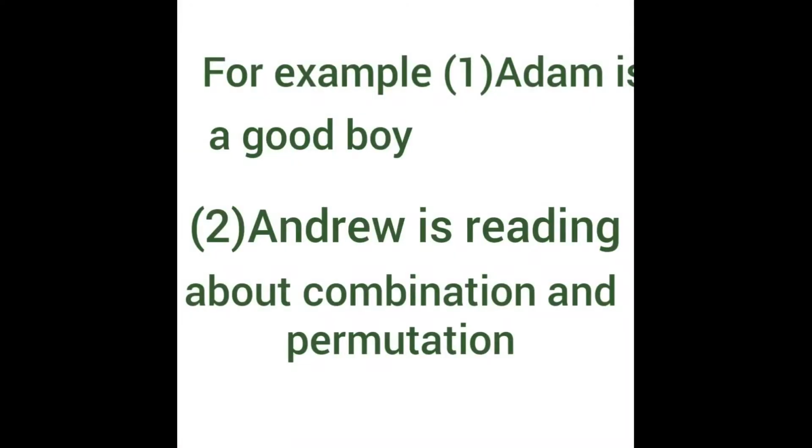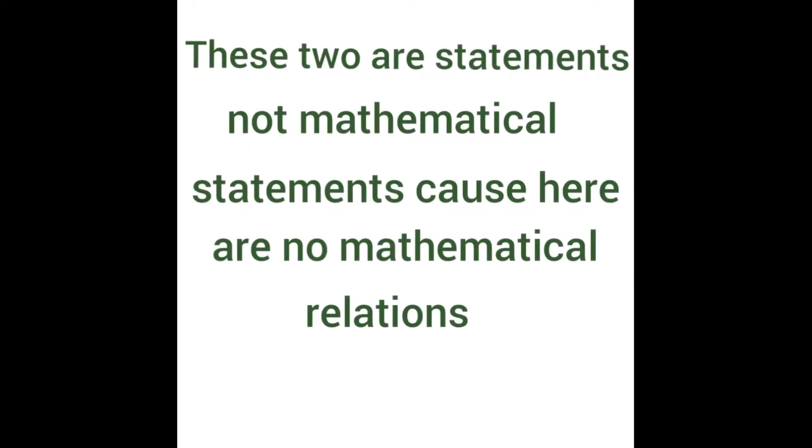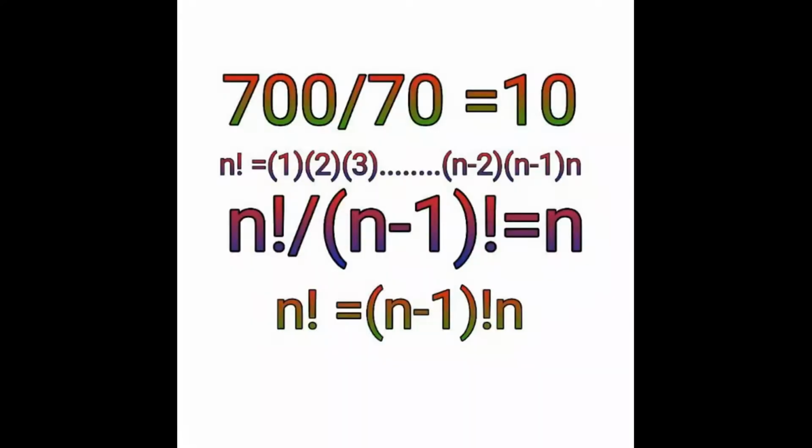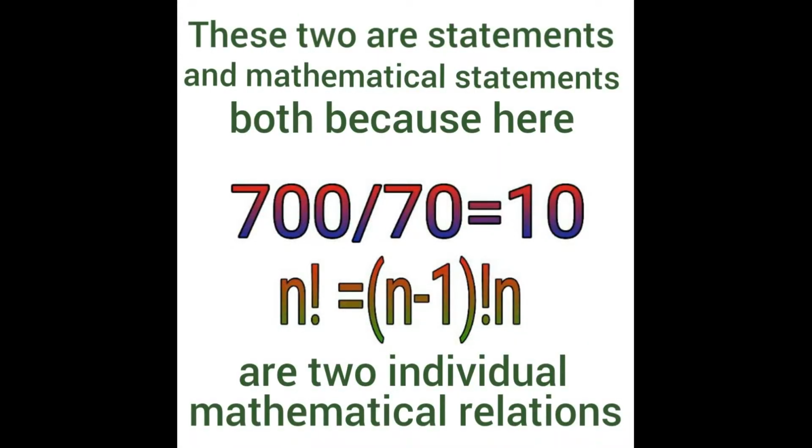For example, 1, Adam is a good boy, and 2, Andrew is reading about combination and permutation. These two are statements, not mathematical statements, because here there is no mathematical relation. 3, 700 is divided by 70, and 4, n factorial is equal to (n minus 1) factorial into n. These two are statements and mathematical statements both, because here there are two individual mathematical relations.